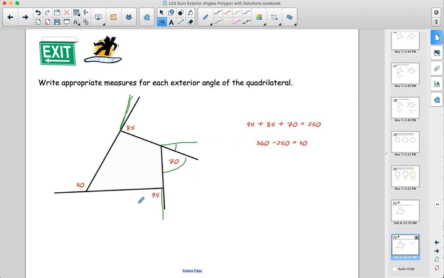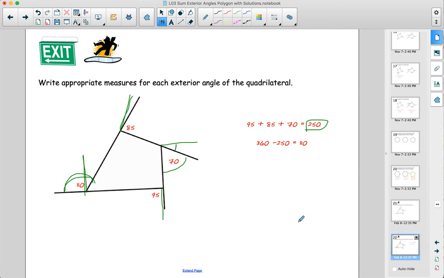So now I'm going to add 95, 85, and 70, and I'm going to get 250. And now that's going to force this angle, because I do know the sum of these 1, 2, 3, 4 should be 360. So then this angle should be 360 minus 250, which is 110. And that is a reasonable measure. Again, drawing my right angle in there, it's reasonable to call that somewhere around 110. So that's a possible answer. It is not the only answer we would accept.